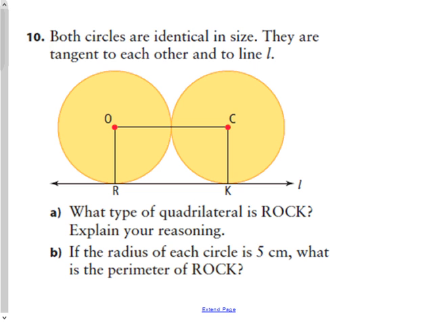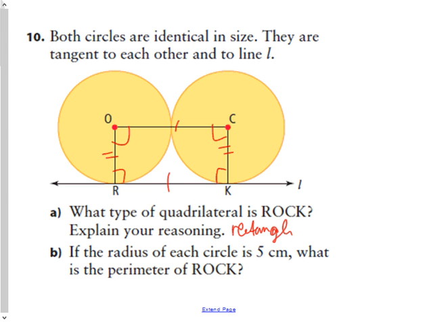Question 10. Both circles are identical in size. They are tangent to each other at line L. So right now I'm going to put that and that in here. What type of quadrilateral is rock? Well, rock obviously is what they call a rectangle, because these are 90 degrees and they are 90 degrees up here. The measure will therefore be equal, and we will have a rectangle.